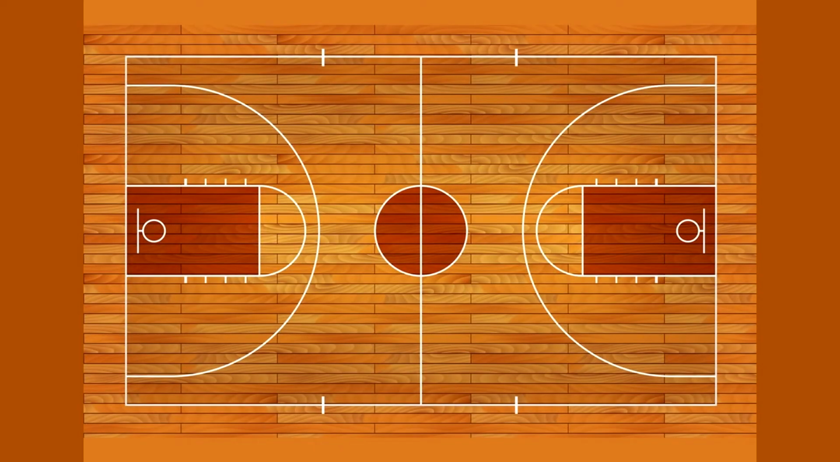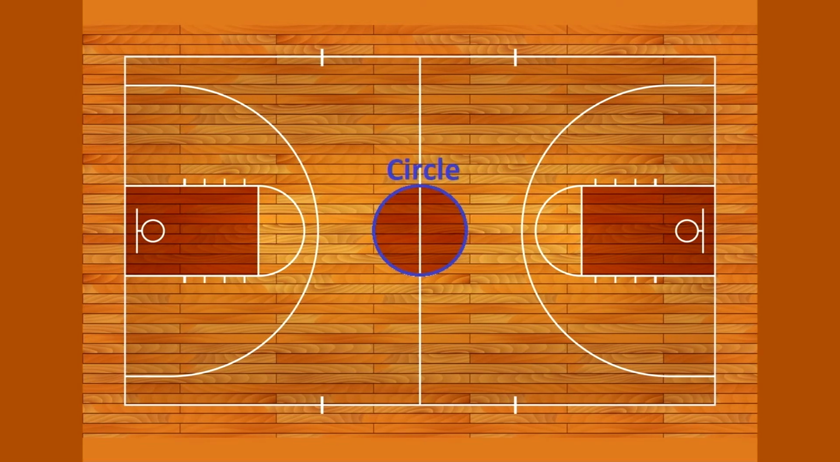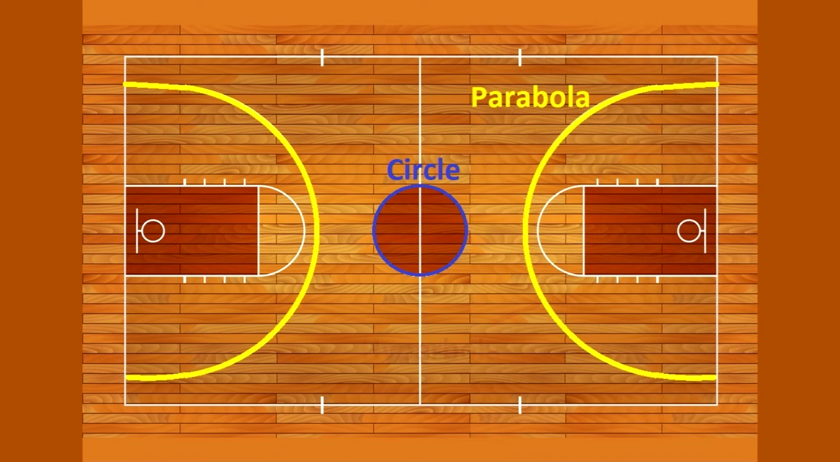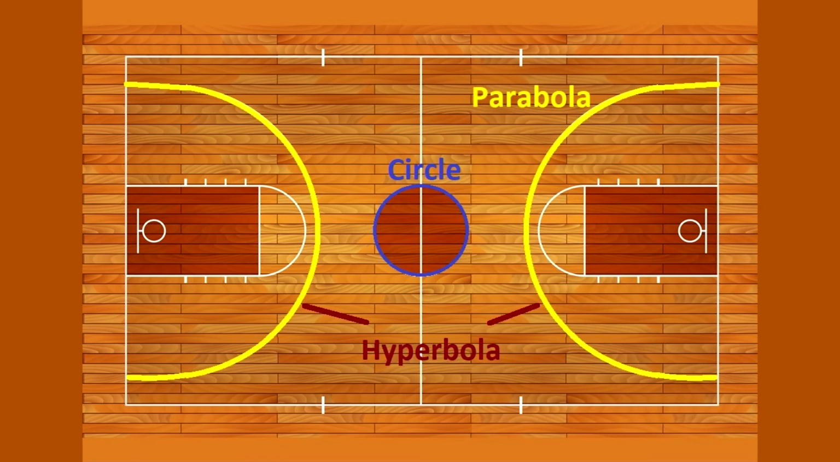In real life, we can see examples of these conic sections, such as this basketball court. In a basketball court, we can see examples of conic sections. The logo at the center of the court is a circle. The 3-point line can be considered as a parabola and a hyperbola. The design found in the basketball is a hyperbola.